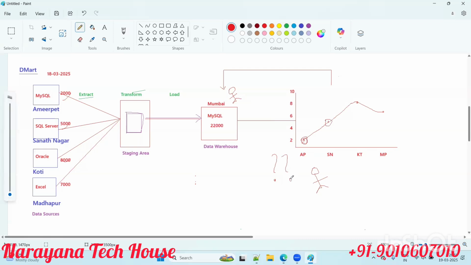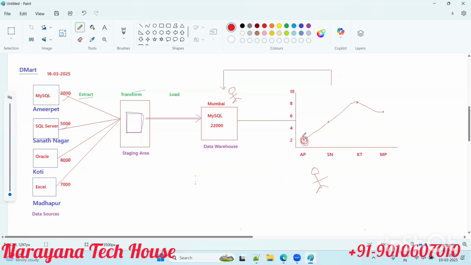Now they start some research, guys. Some research: what is the reason, why are less sales going on? They start the research, and then they come to know some points, some reasons for the less sales.